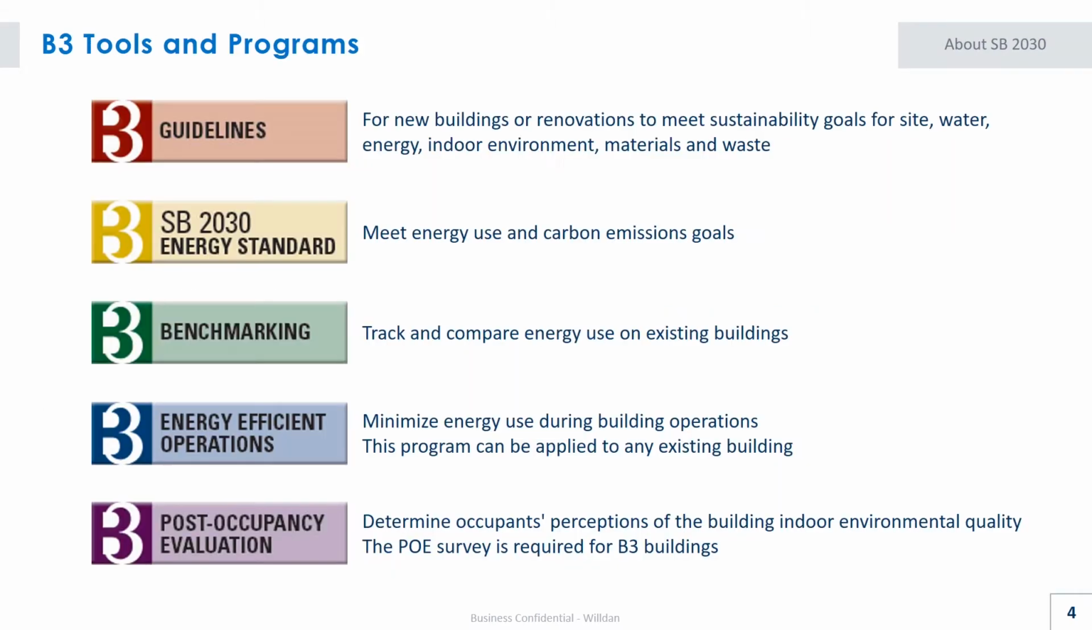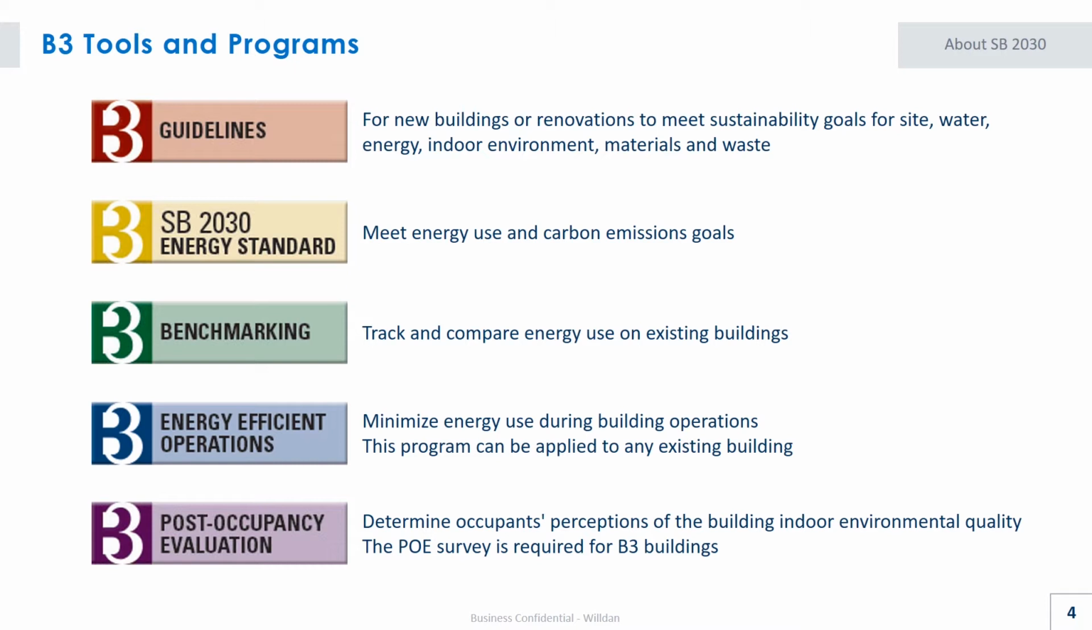The entire suite of tools and programs include B3 guidelines, which is for new buildings or renovations to meet sustainability goals for site, water, energy, indoor environment, materials, and waste. SB 2030 is the energy use and carbon emissions goals for buildings that get state bonded. B3 benchmarking is for existing buildings and new buildings to track and compare their energy use and see how well they're doing compared to their previous energy use, as well as peer buildings, and how well they're doing compared to the current state energy code.